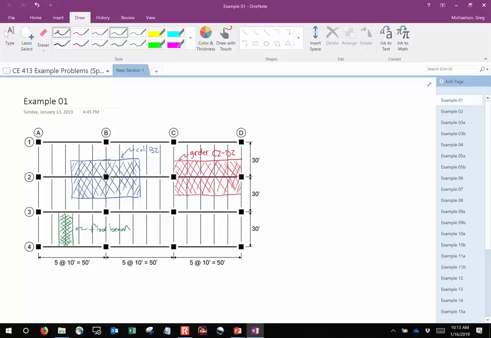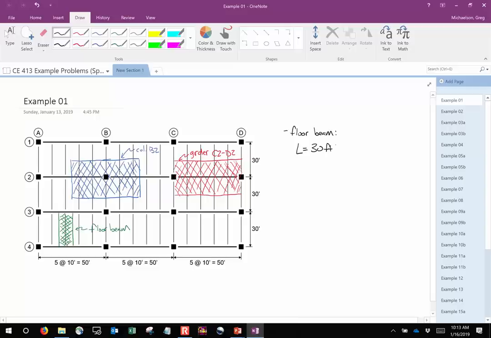So let's start off with the floor beam. And I'll introduce you to some notation. Can everybody read that? Is that big enough? All right. So first off, how long is the floor beam? 30 feet.